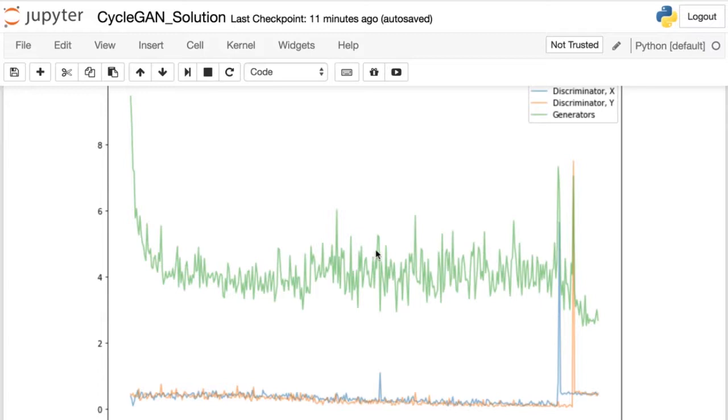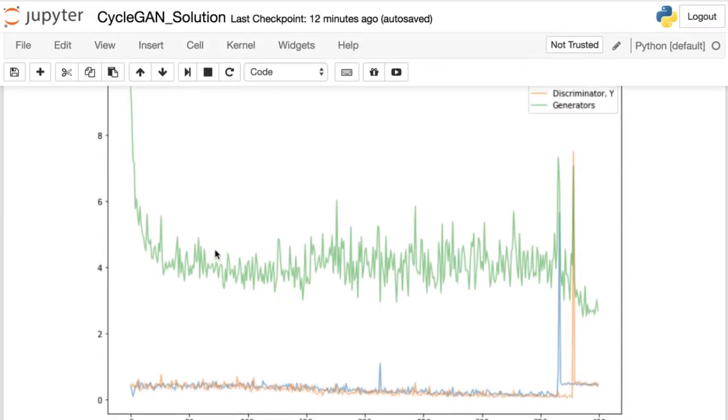I find it easiest just to look at this graph. So my total generator loss is here in green, and then my discriminator x and y are here in blue and orange respectively. I can see that generally my generator loss is much larger than my discriminator loss, which I expect since it's a big summation of terms. I also see that the generator loss decreases a lot at the start of training. This is likely because it starts off producing really bad fakes, then it makes some big improvements, and then has to sort of refine over time.